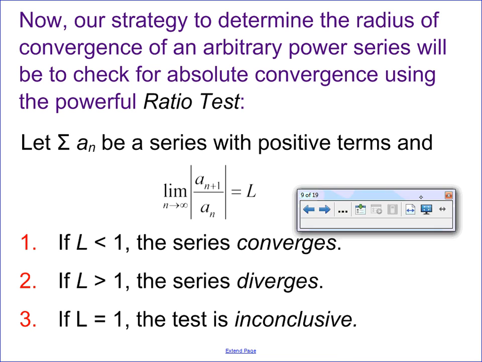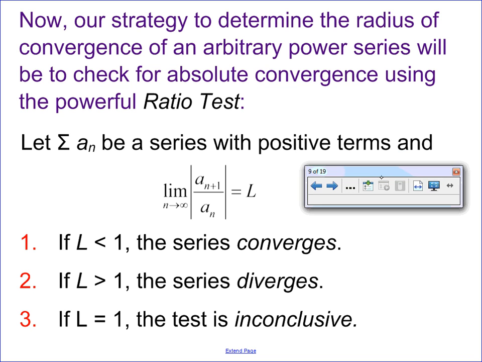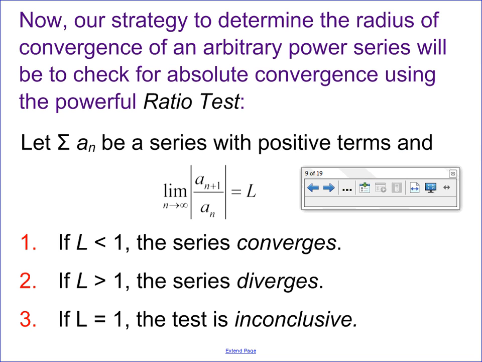Now our strategy is going to be to determine the radius of convergence of an arbitrary power series. We're going to check for absolute convergence using this powerful ratio test. The ratio test, in my opinion, is kind of like a bridge between not just power series, I should say, but that geometric series with r less than or equal to 1. If we can show that as n goes to infinity, the ratio of consecutive terms is less than 1, this ratio test is going to allow us then to determine if the original converges or diverges.